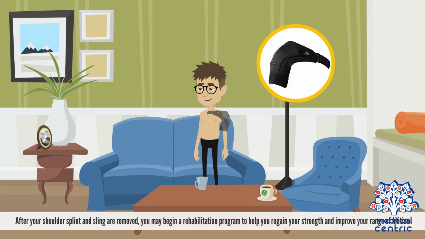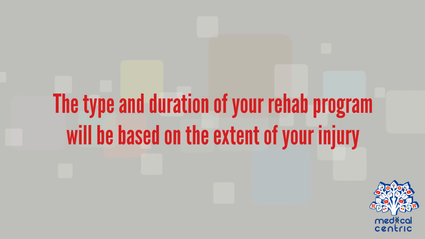After your shoulder splint and sling are removed, you may begin a rehabilitation program to help you regain your strength and improve your range of motion. The type and duration of your rehab program will be based on the extent of your injury.